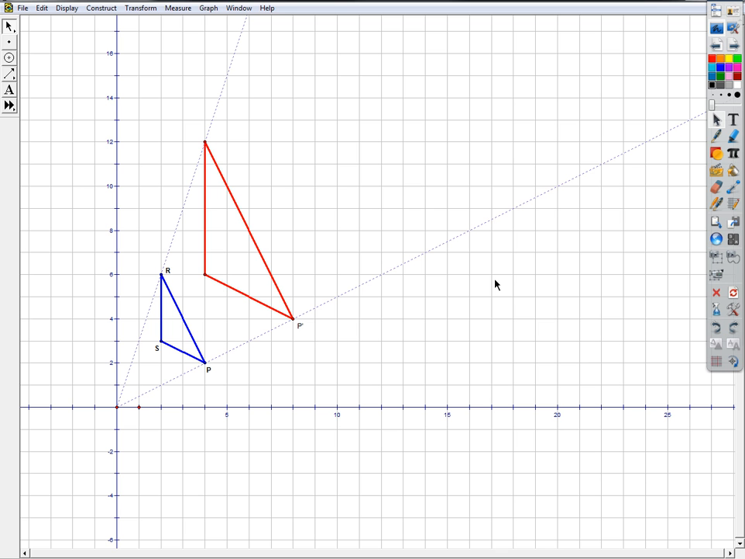Now, what about the red image would indicate that it has a scale factor of 2 relative to the blue pre-image? Somebody tell me one thing. What do you think? The lines change. Okay, the lines change in what way? They get longer, by a factor. And how much longer? 2 times as long, right? Because the scale factor is 2. If I were to make that scale factor 3 instead of 2, where would the red triangle have been? Up further, and it would have been bigger. Everything would have been 3 times as big.